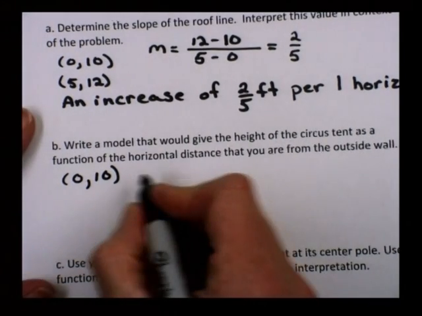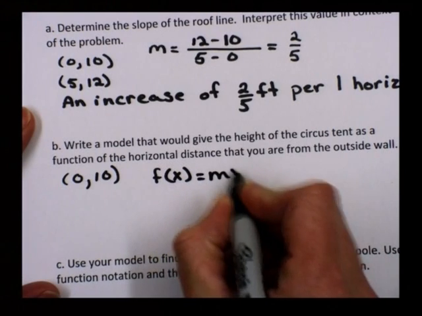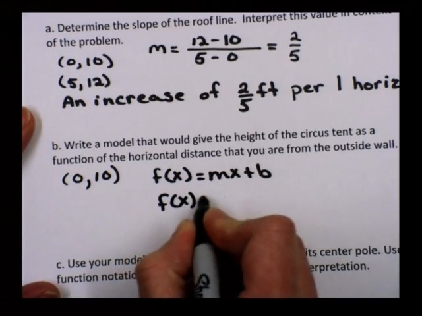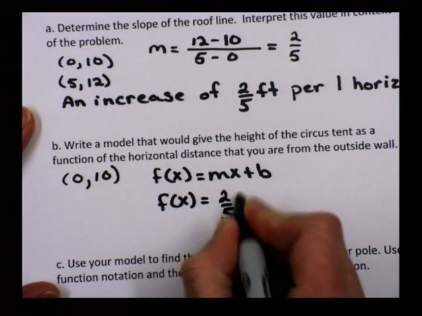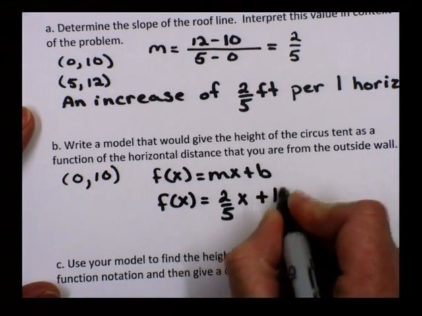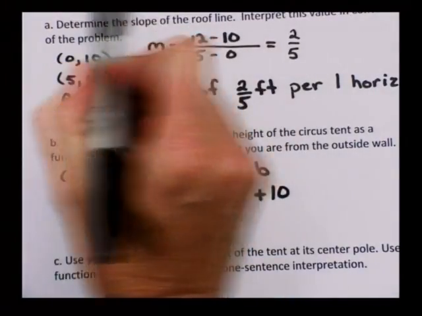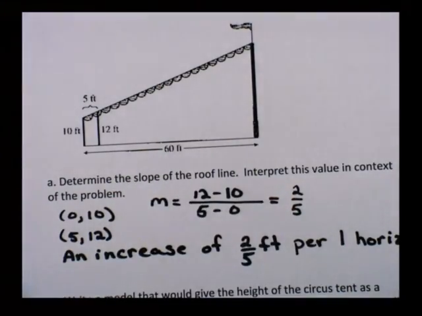Putting that into our equation, f of x equals mx plus b, we get f of x equals our slope, which is 2/5, x plus 10. There we've got our linear equation. Now I can find anywhere along this horizontal, I can find how high the tent has risen.